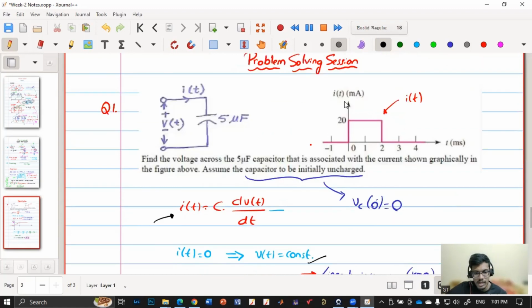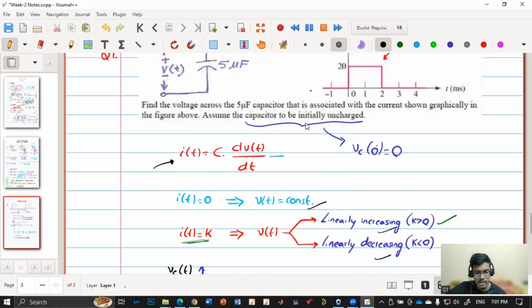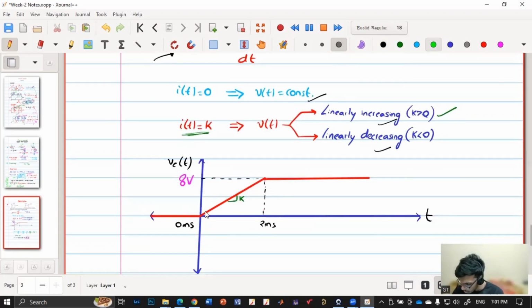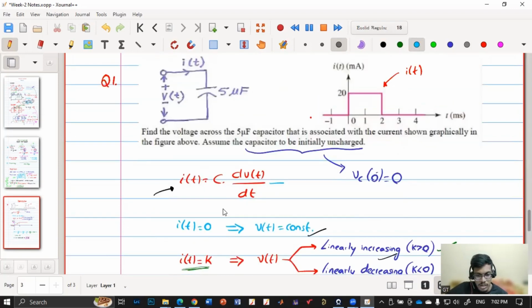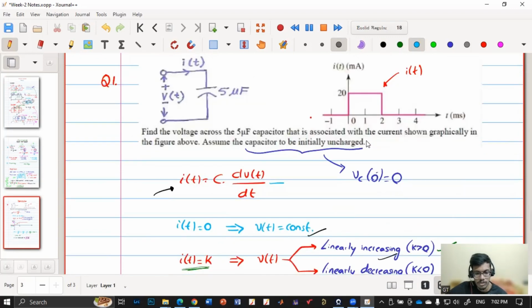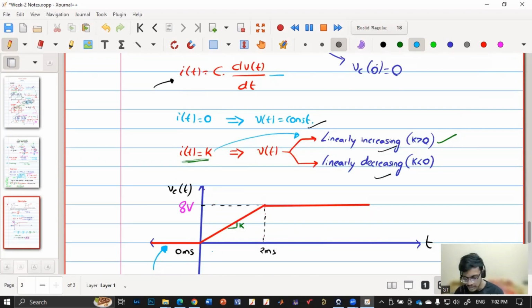Now if we come back to this point, initially capacitor current is 0. So that says our voltage will be constant. But what value of constant? For that, they have given that initially the capacitor is discharged or uncharged, so initially capacitor voltage is 0. So initially it will be sitting at 0 volt. After this 0 millisecond, the capacitor current is a constant positive value, which means the voltage is linearly increasing until 2 milliseconds.